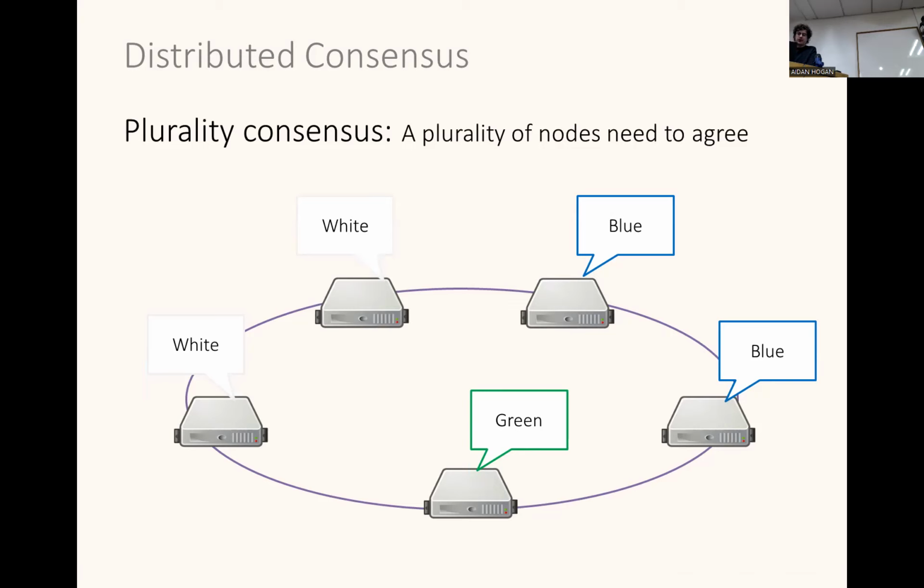In this case, is there a plurality? No, because blue and white are tied at the top with 2. So there's no clear winner here. So there's no consensus in this case.